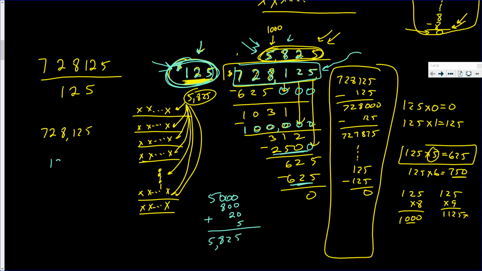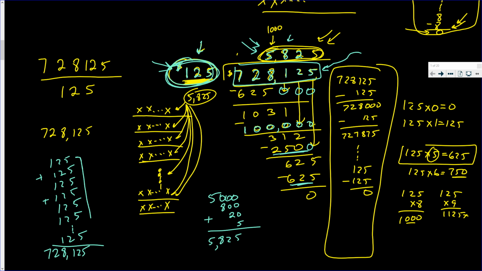They will say 125 plus 125 plus 125 plus 125 plus 125 plus 125, and then eventually 125. And this is going to add up to 728,125. And you know what? There's going to be 5,825 $125 bills. Okay, this completes this section on division by whole numbers.